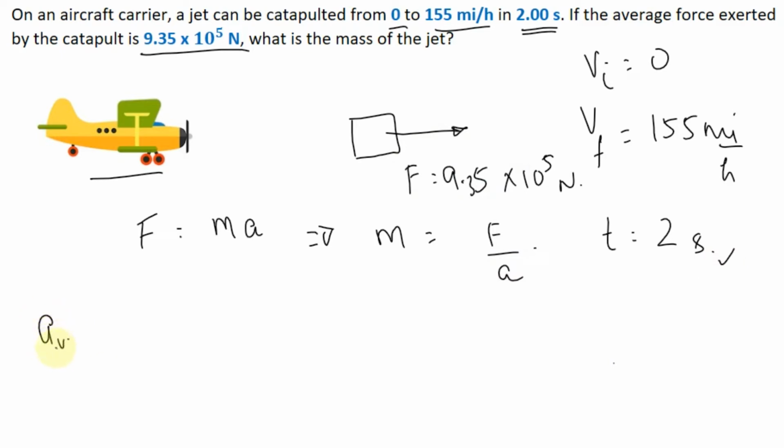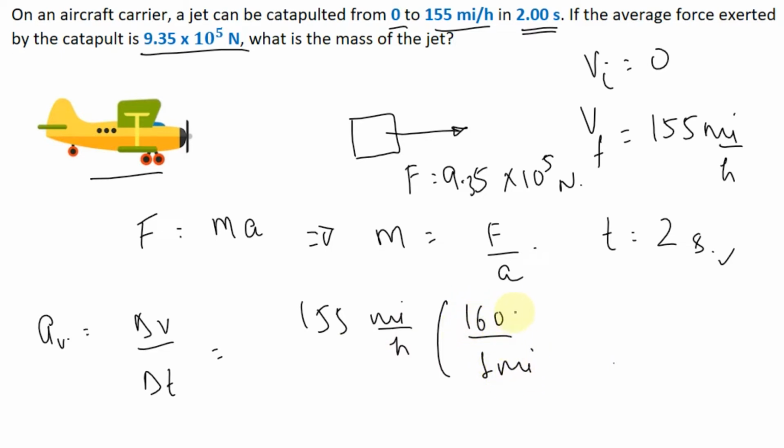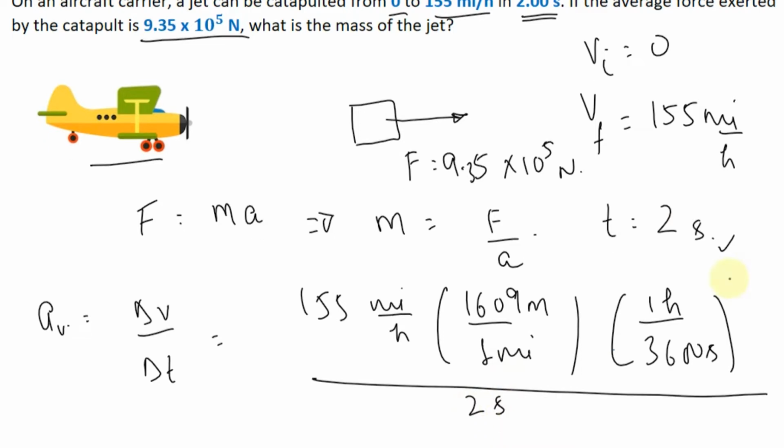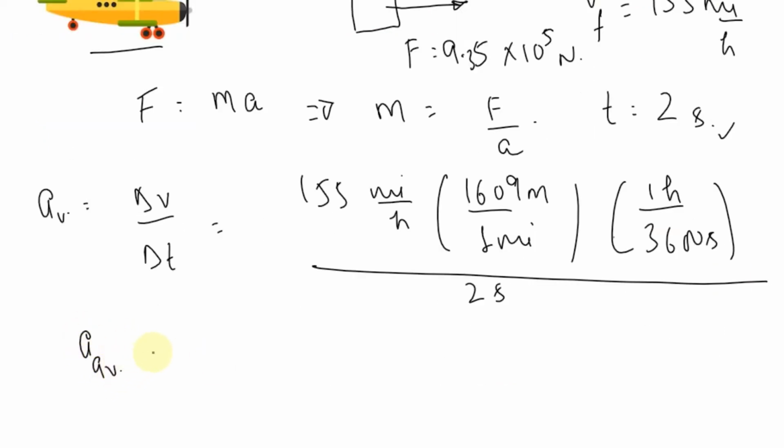So the average acceleration will be equal to the change in velocity over change in time. Change in velocity we have 155 miles per hour. Now we have to convert the unit to meter per second. So we know that in 1 mile we have 1609 meter, right? And in 1 hour we have 3600 seconds. So after converting the unit into meter per second, divide by delta t, we have 2 seconds. Now if you solve it, the average acceleration comes out to be 34.6 meter per second squared.